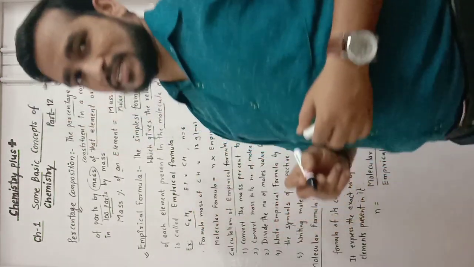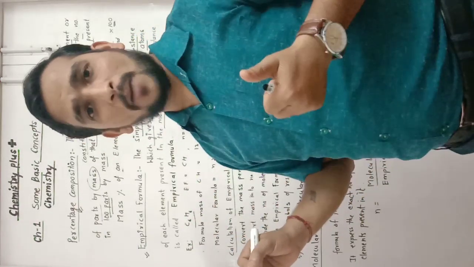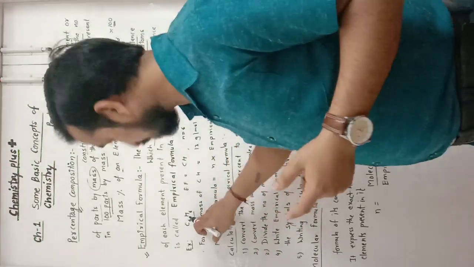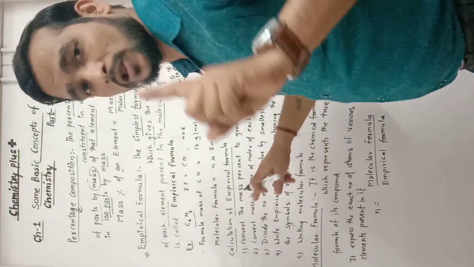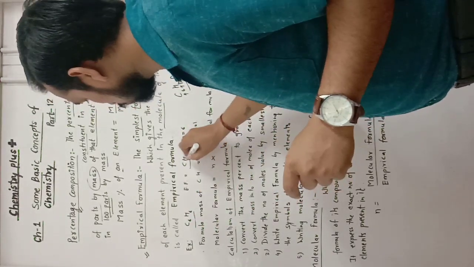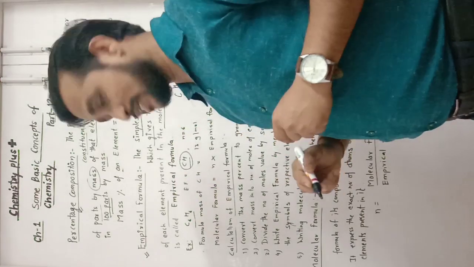For example, we have benzene, that is C6H6. In this case, we have two elements, carbon and hydrogen. Here 6 carbon atoms and 6 hydrogen atoms are present in one molecule of benzene. So it can be represented in empirical form as CH only, right? This is the empirical formula for benzene.